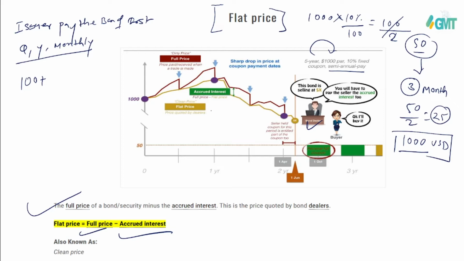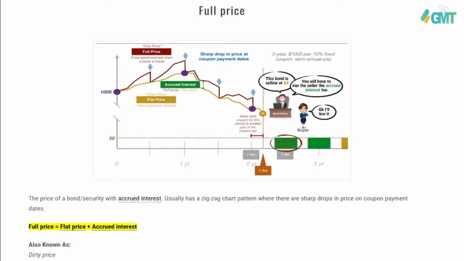But the important thing, in short, is that if you're buying bonds but you are not paying the interest payment, that term you can call flat pricing. Okay, another concept is full pricing. So what is full pricing? Full pricing is exactly the opposite term of flat pricing.